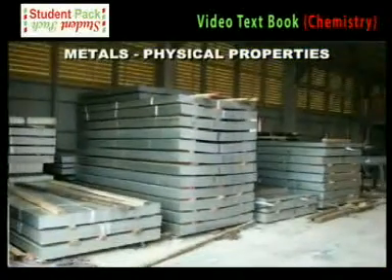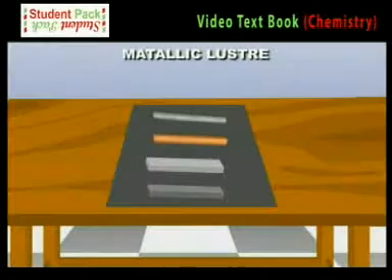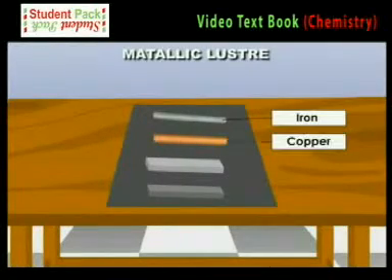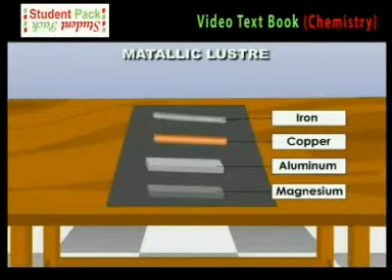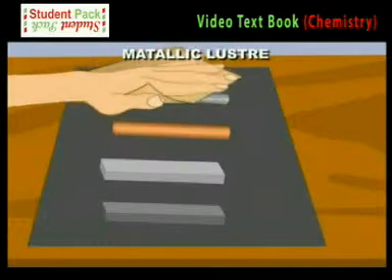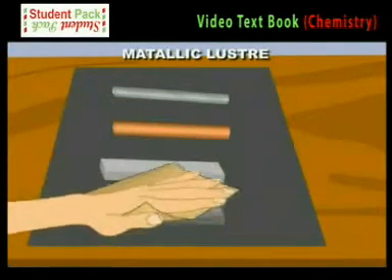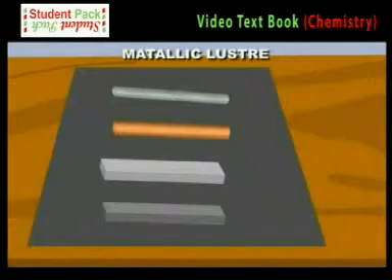Let us understand the physical properties of some metals with the help of the following activities. Take samples of iron, copper, aluminium and magnesium. Note the appearance of each sample. Clean the surface of each sample by rubbing them with sandpaper and note their appearance again. Metals in their pure state have a shining surface. This property is called metallic luster.